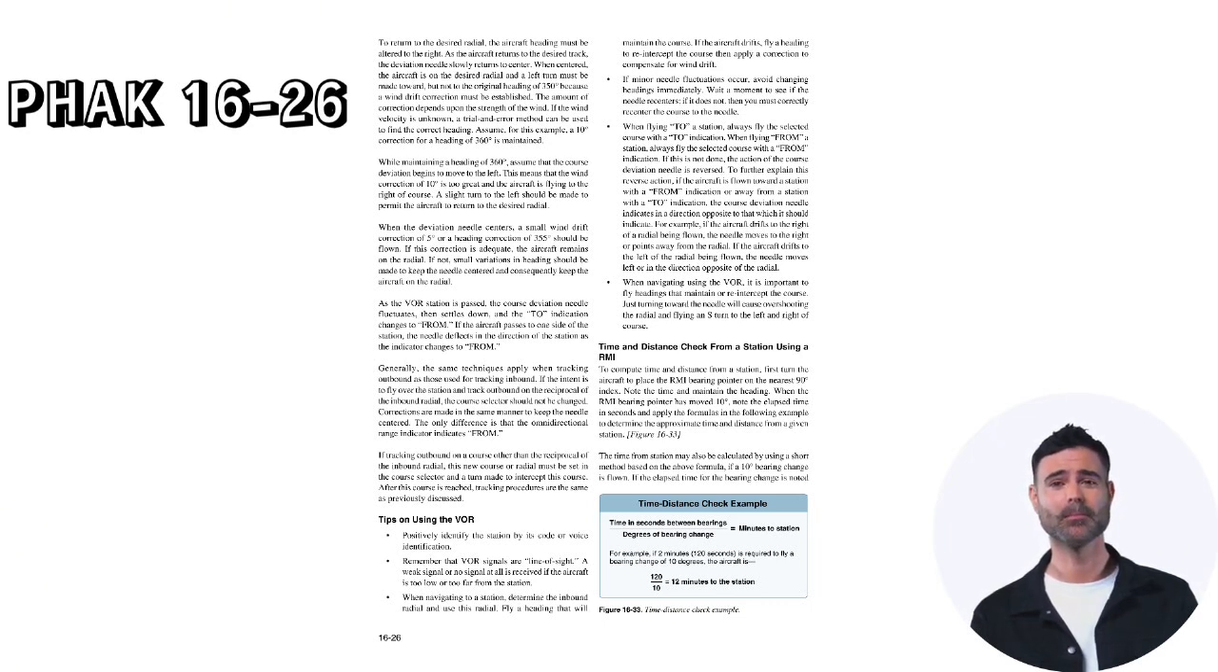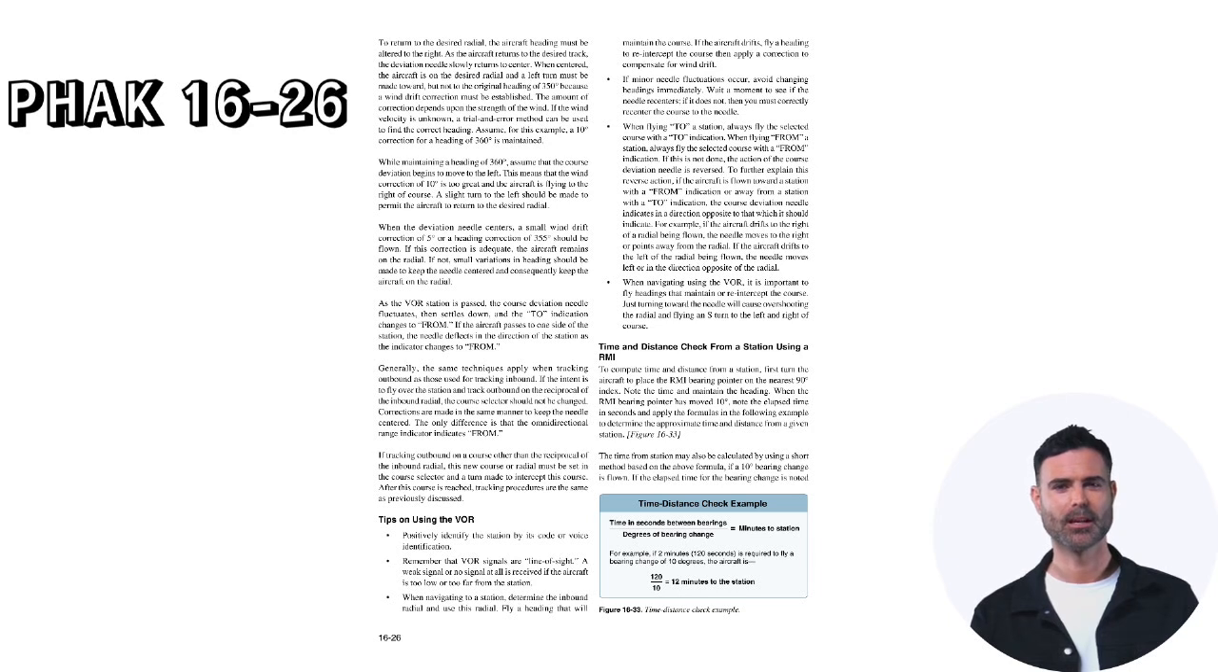Time and distance check from a station, using an RMI. To compute time and distance from a station, first turn the aircraft to place the RMI bearing pointer on the nearest 90 degrees index. Note the time and maintain the heading. When the RMI bearing pointer has moved 10 degrees, note the elapsed time in seconds and apply the formulas in the following example to determine the approximate time and distance from a given station.